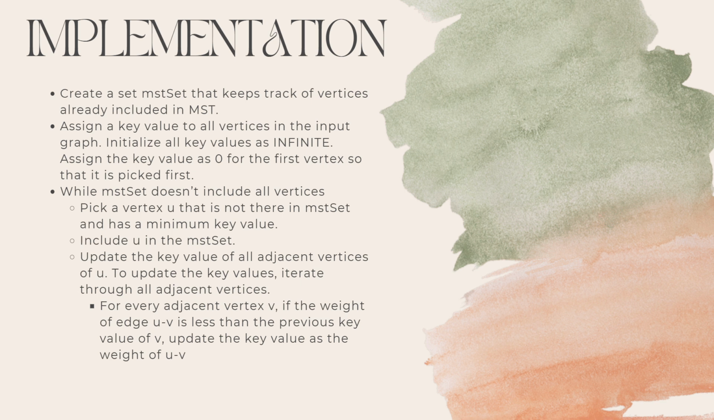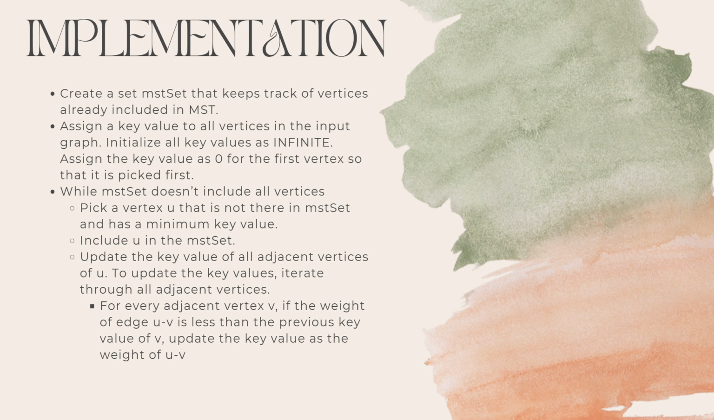So first, we maintain an MST set, which is an empty set to keep track of the vertices that are already included in the MST. At the beginning it will be empty. Now we are going to assign the key value of all the vertices as infinity at the beginning, and also we are going to maintain the parent to be null at the beginning.